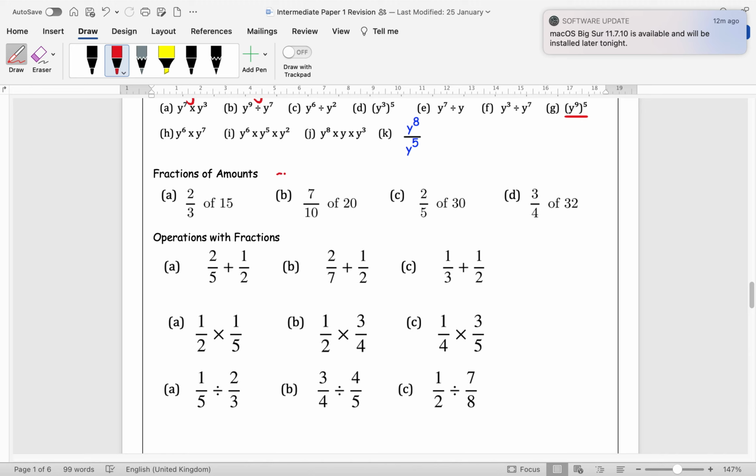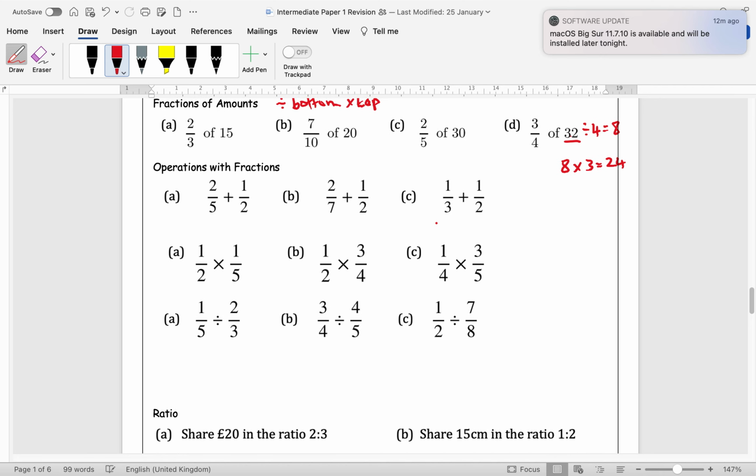Fractions of amounts, not going to do it. Divide by the bottom, times by the top. Oh, come on, I'll give you one answer. 32 divided by 4, 32 divided by the bottom is 8. And then take your answer 8 and times it by the top, and it's 24.